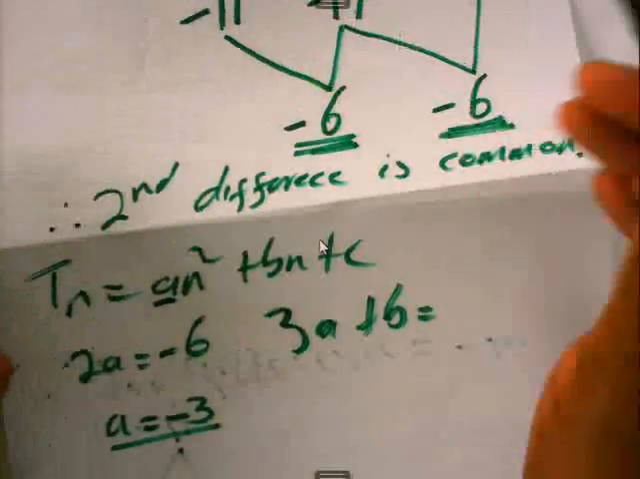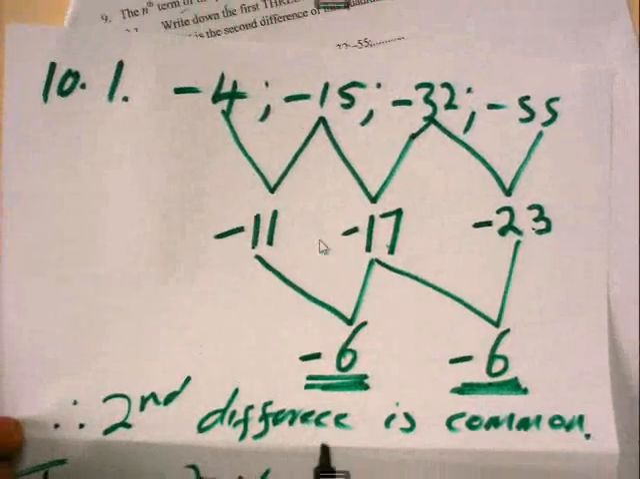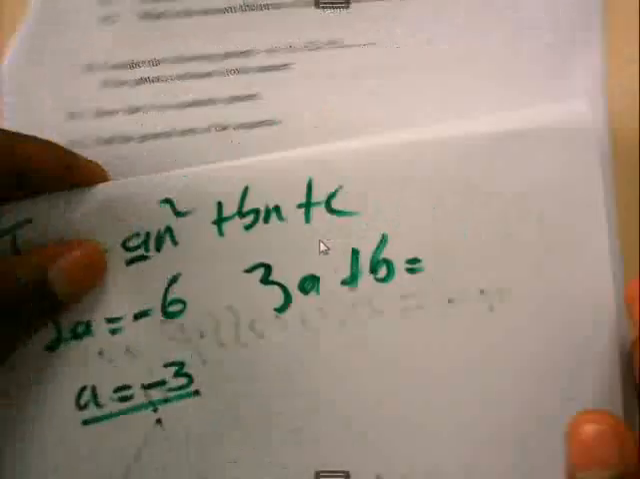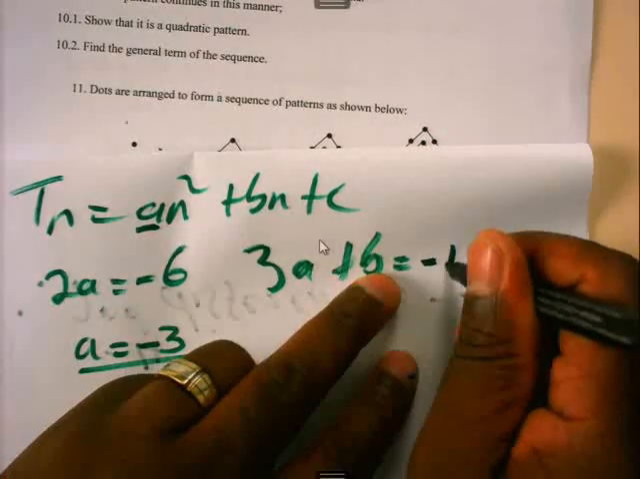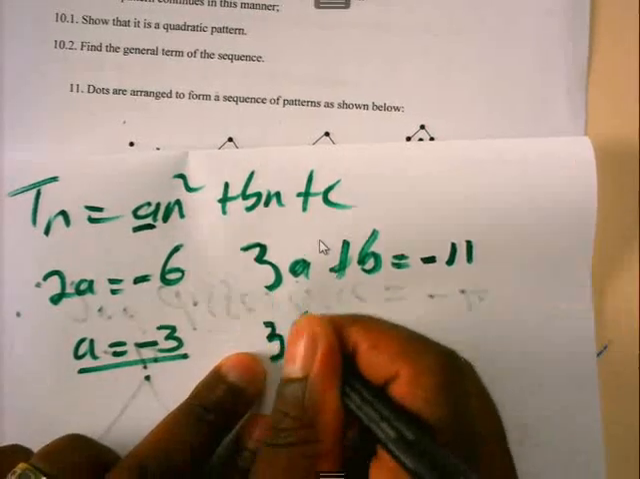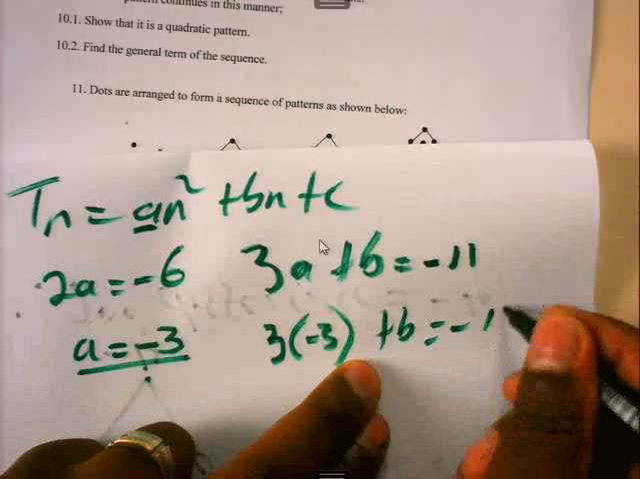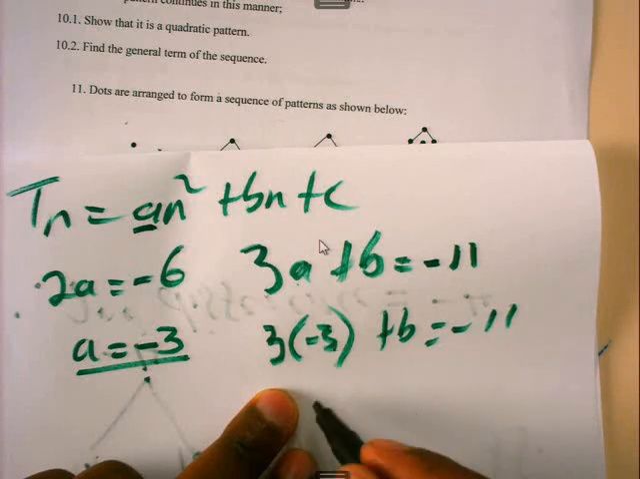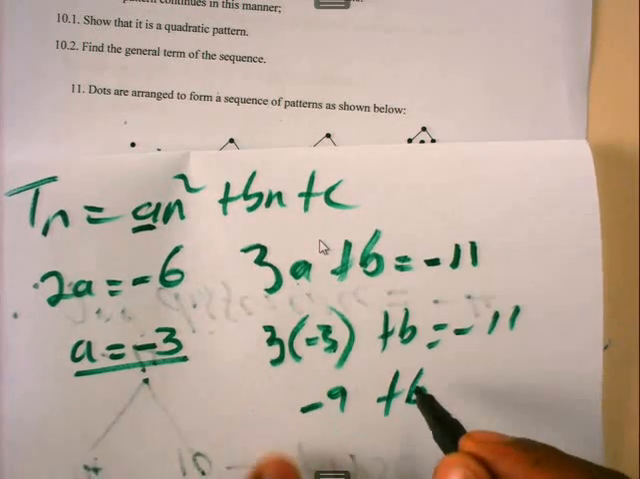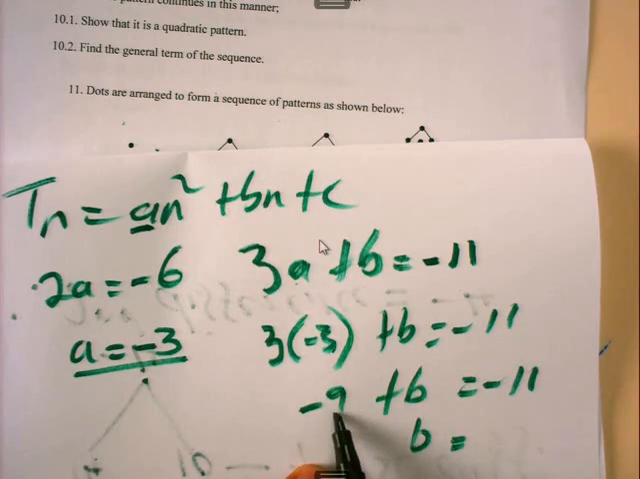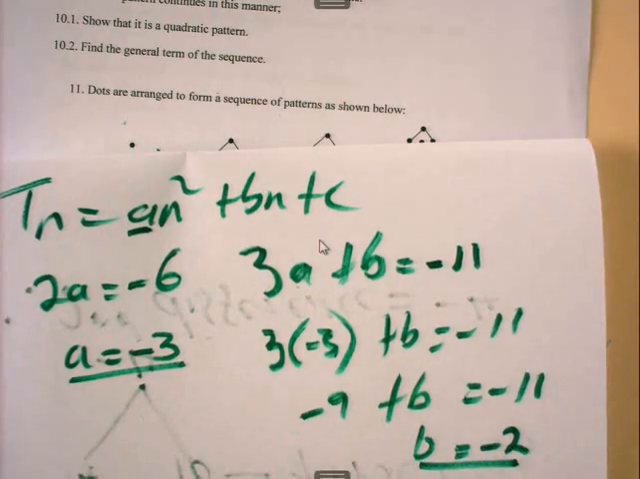The first term of the first difference here, check. This is the second difference. The first term is -11. So 3A plus B is equal to -11. We already know the value of A is -3. Substitute A by -3: 3 times -3 plus B is equal to -11. Multiply that, they give you -9. -9 plus B is equal to -11. Then you transpose -9 to the right. You'll be left with -11 plus 9, which will give you -2. You've got the value of B.